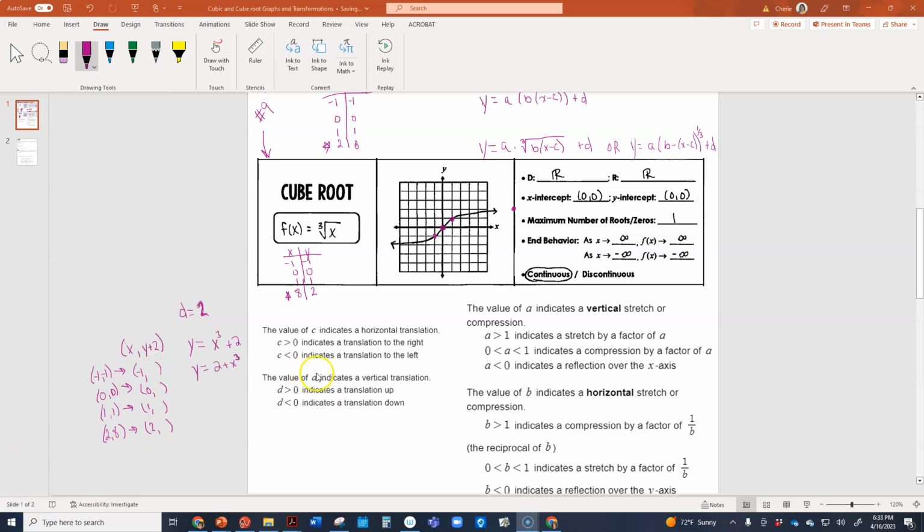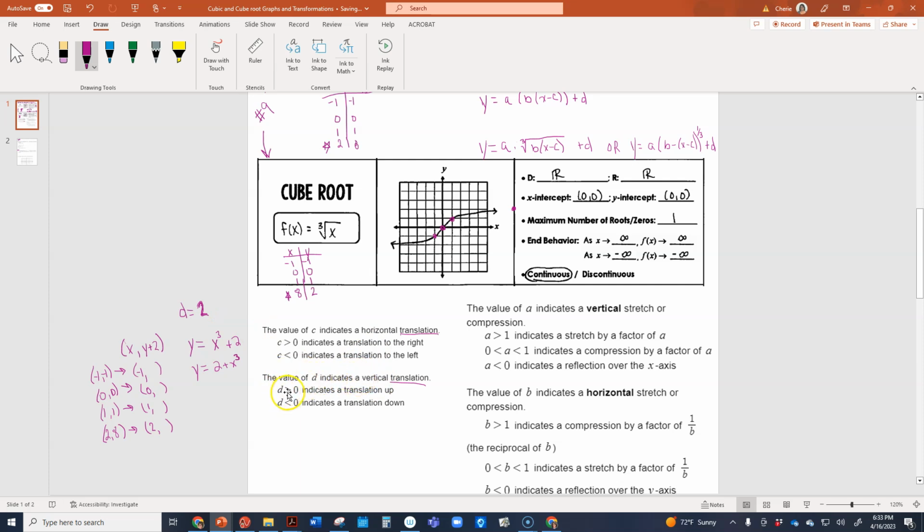Okay, the next parameter we're going to look at is d. D is also a translation. Here's where it says translation. Translations are caused by numbers that are added or subtracted to the equation. Horizontal ones are, remember, inside. Vertical ones are outside.